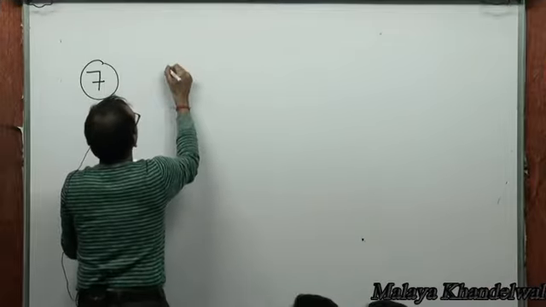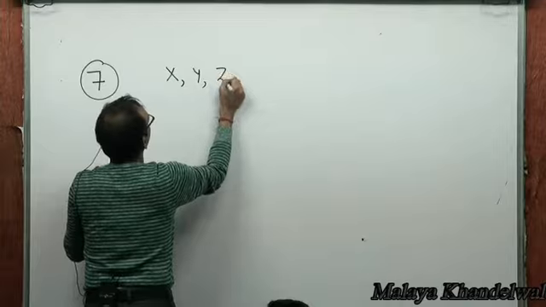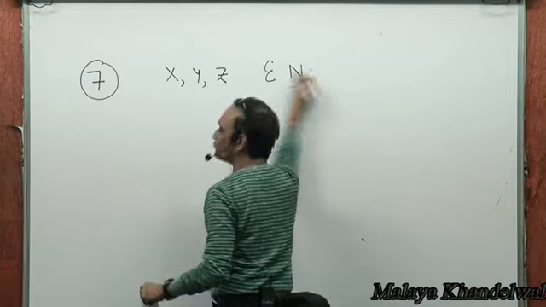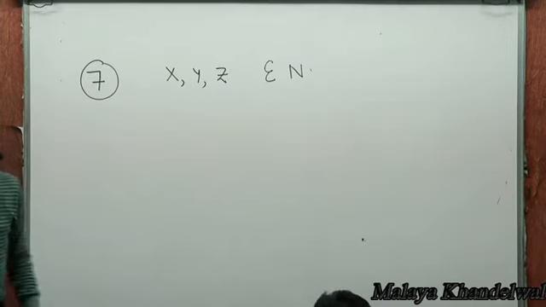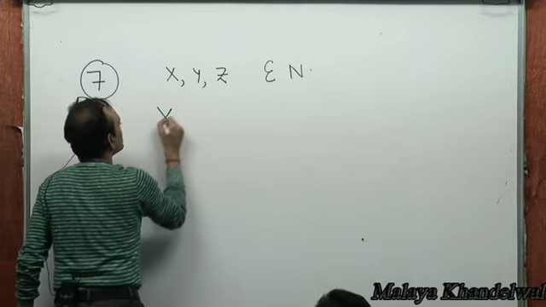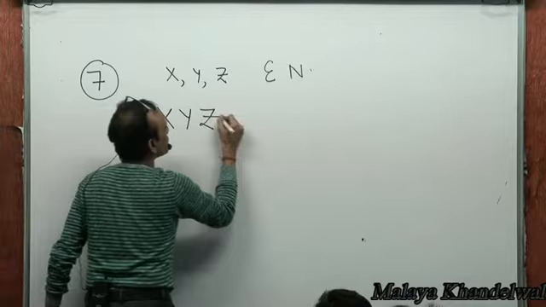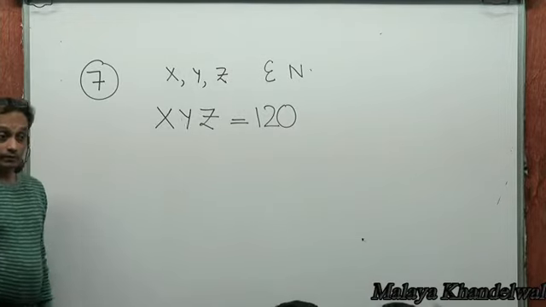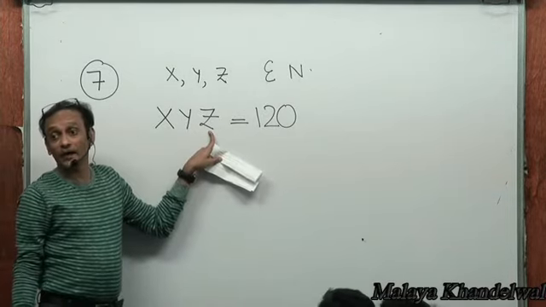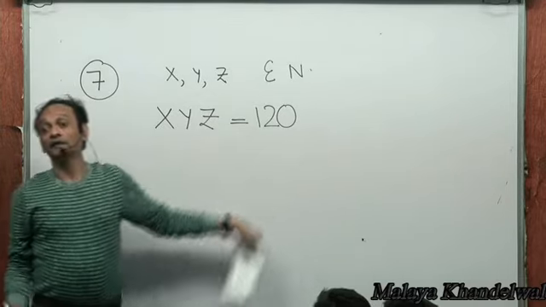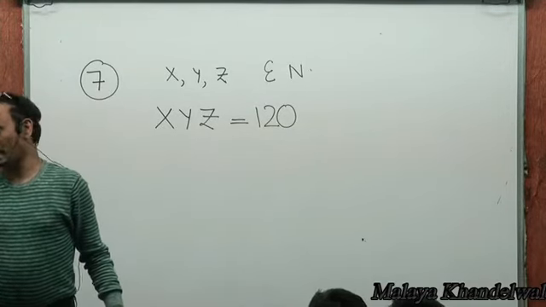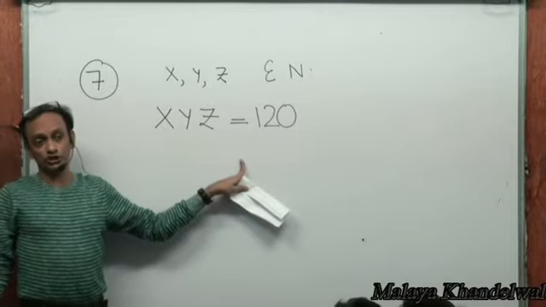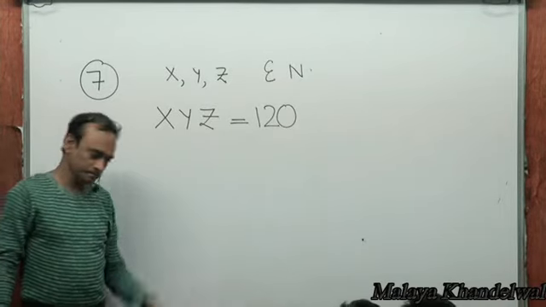X, Y, Z are positive integers, which means they are natural numbers. They can assume values like 1, 2, 3, etc., such that X times Y times Z is 120. There are many combinations of X, Y, Z in natural numbers that will satisfy this equation. I need to find how many ordered triplets X, Y, Z exist in natural numbers commensurate with this condition. Number of natural number solutions to this product equation. That's what we want to find.